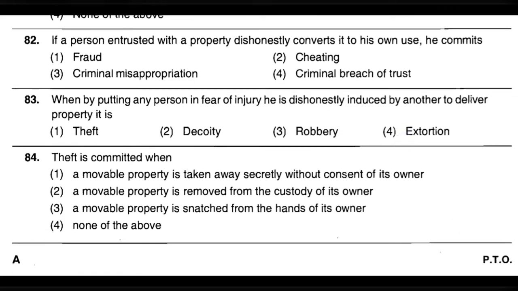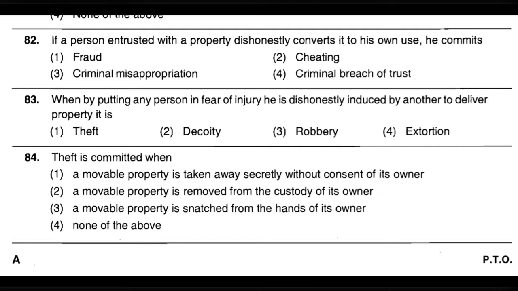Now question number 82. If a person entrusted with a property dishonestly converts it to his own use, he commits option number 1, fraud. Option number 2, cheating. Option number 3, criminal misappropriation. Option number 4, criminal breach of trust. And the correct answer is option number 4, criminal breach of trust.